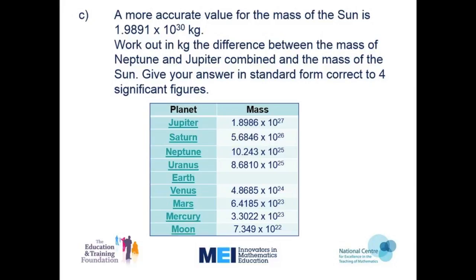And part C. A more accurate value for the mass of the Sun is 1.9891 times 10 to the 30 kilograms. Work out in kilograms the difference between the mass of Neptune and Jupiter combined and the mass of the Sun. Give your answer in standard form, correct to 4 significant figures. Can I suggest you stop the video here and think about your answer? The important piece of information here, the mass of Jupiter, the mass of Neptune, and the mass of the Sun.